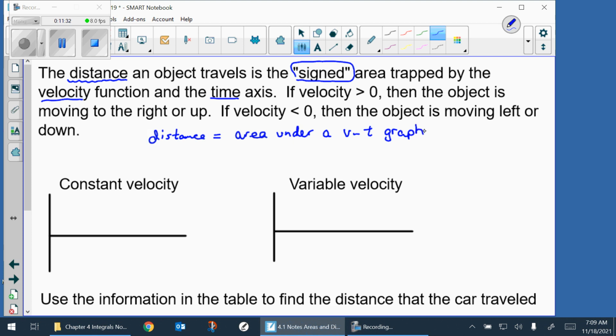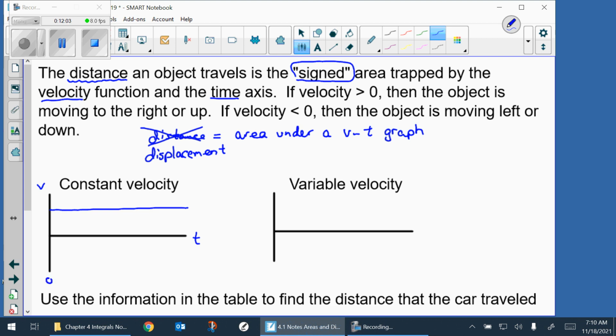And actually, for those of you who have taken physics, distance here really should be called displacement. How far I am from where I started. If your velocities are always positive, your distance and your displacement are going to be the same. But if you have a constant velocity, okay, this is velocity, this is time. What if you have a constant velocity?